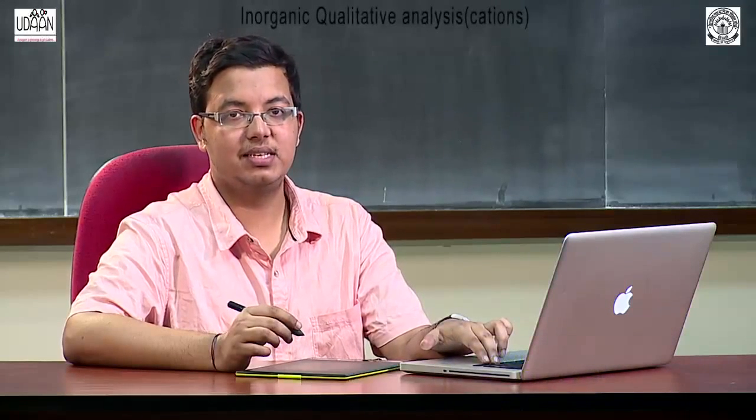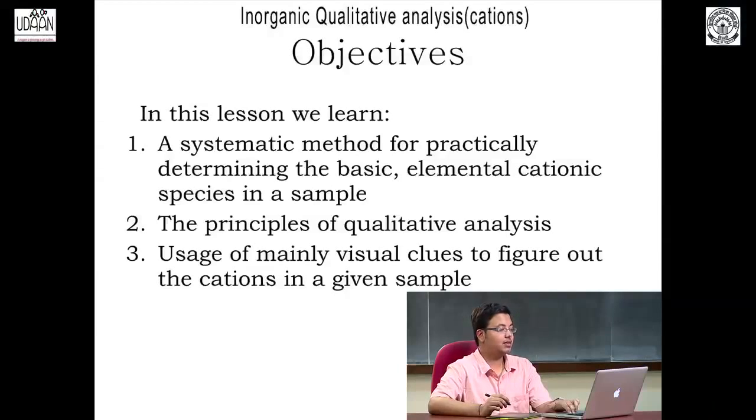Going to cover the topic qualitative analysis of basic radicals. In qualitative analysis of basic radicals, we have the following objectives. In this lesson, we learn the following points: a systematic method for practically determining the basic elemental cationic species in a sample. That's the part that I am going to cover.